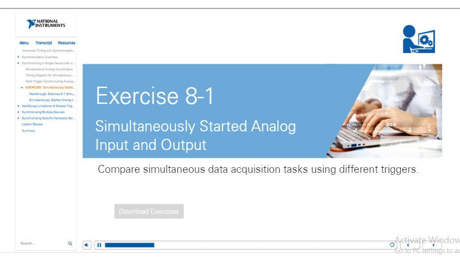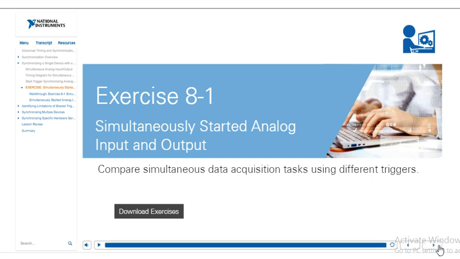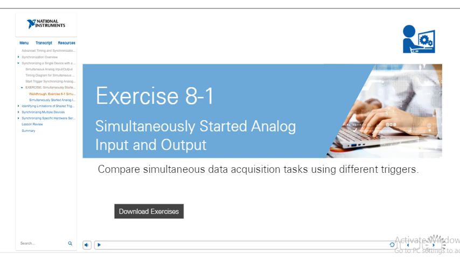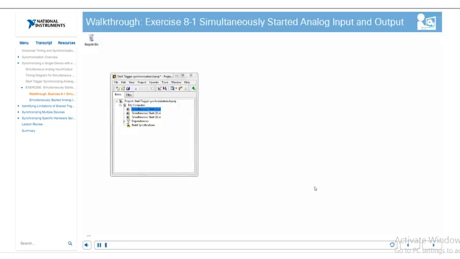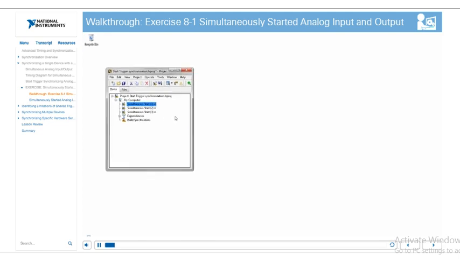In this exercise, we'll create different VIs using different triggering methods to simultaneously generate and measure analog signals. This is the solution walkthrough for exercise 8.1. So I've got our solutions opened up here, and we'll just walk through the block diagrams and what they're doing.